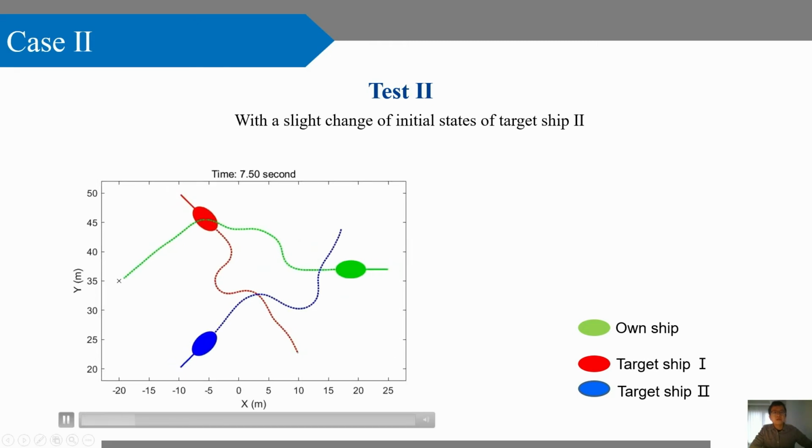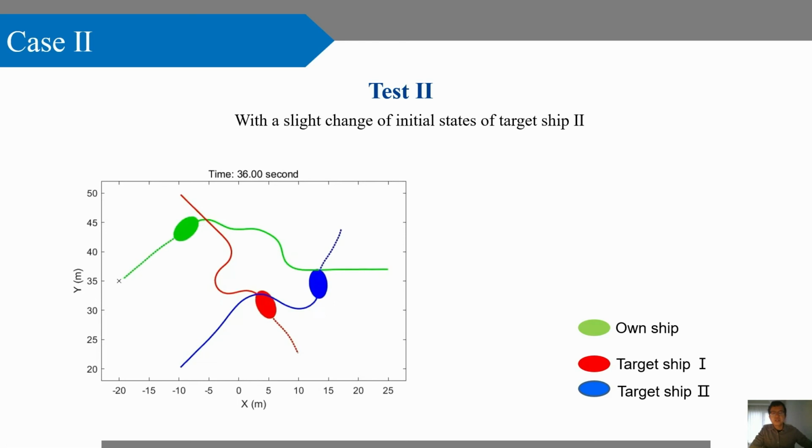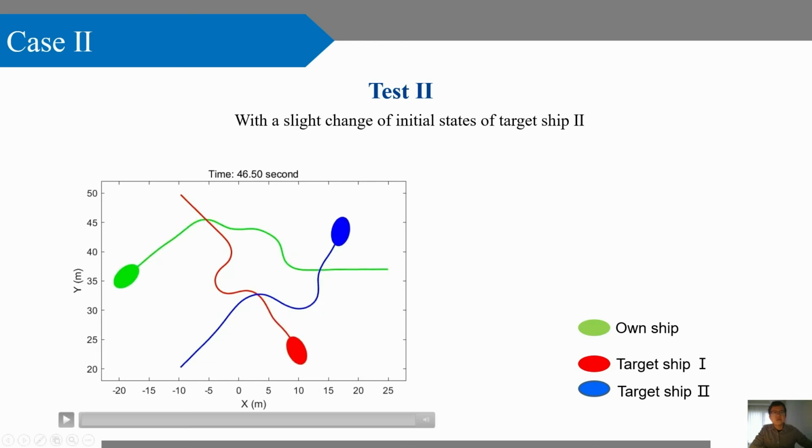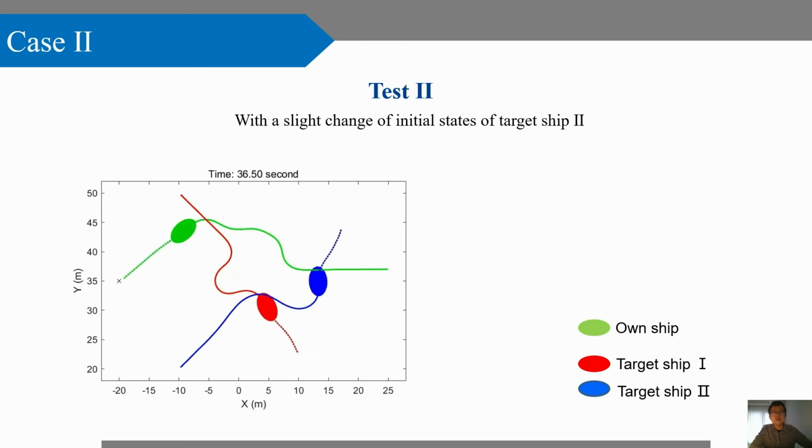Here goes the result of on-water test 2. The initial state of target ship 2 has a slight difference compared to test 1. So the target ship would have different intentions in the encounter situation. As a result, our algorithm can successfully adapt to the change by predicting other ships' intention.